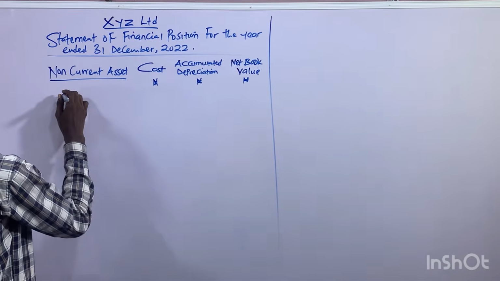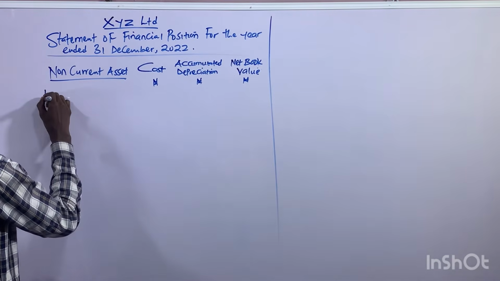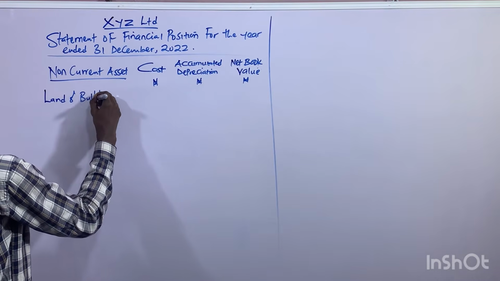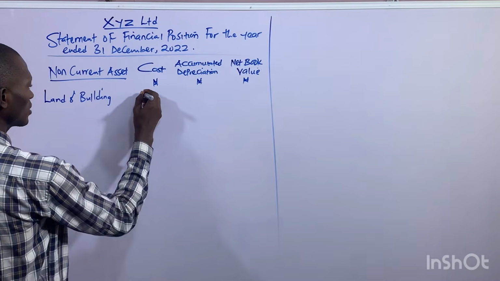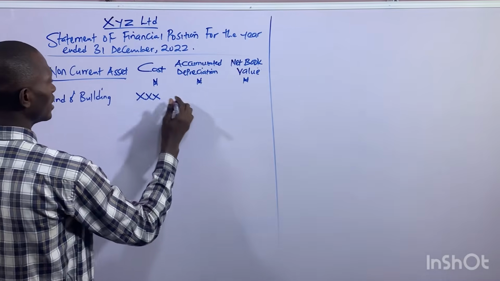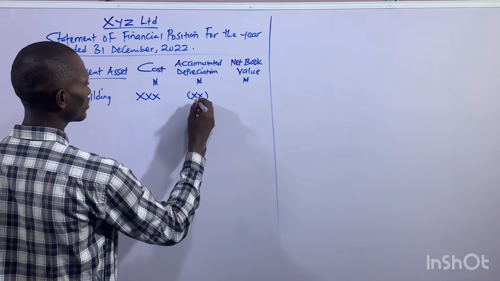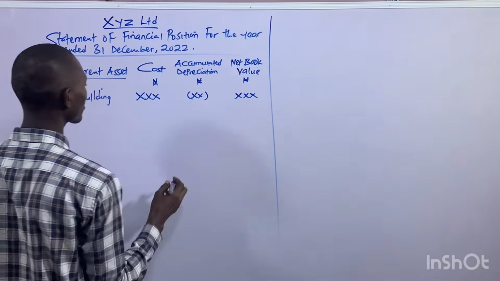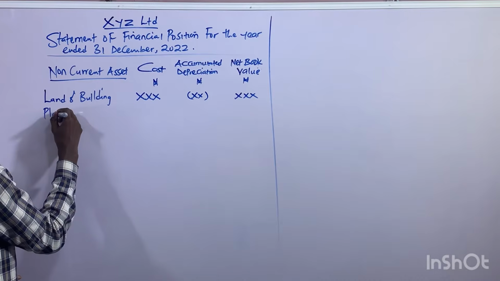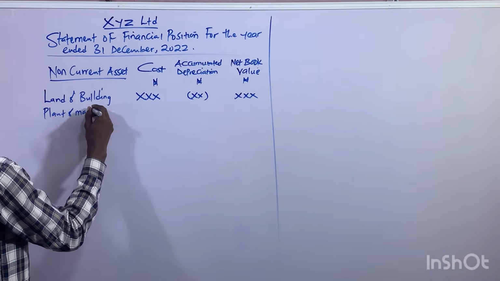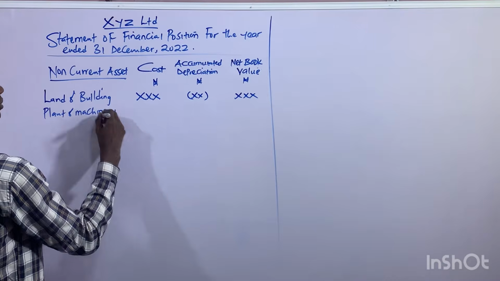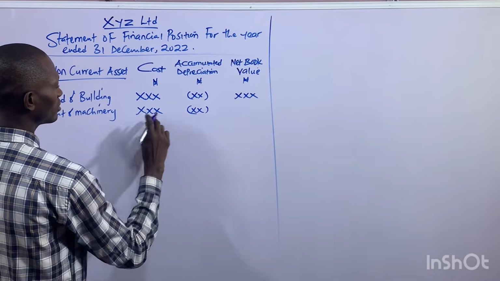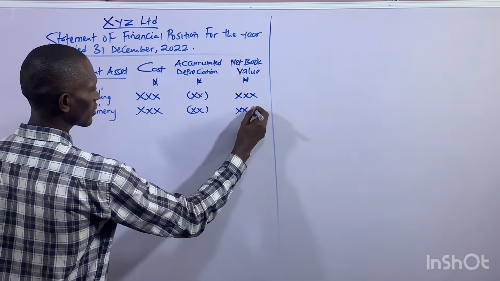So we have non-current assets now. We have land and building. Land and building is an example of non-current assets. In the question, you'll be given the cost of the assets, then you have the depreciation, then this minus this will give you the net book value. Then we could have plant and machinery. This is the cost. Then you have the depreciation. This minus this will give you this.